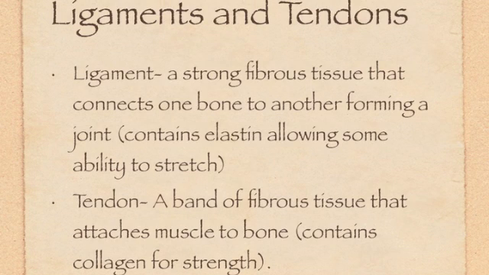And ligaments are a connective tissue that originates from the periosteum, the connective tissue that covers bone, and it just connects two bones together. And then the tendon, as we talked about before, attaches muscle to bone. They're similar in that they're both dense fibrous connective tissue. But the tendon contains a little more collagen for added strength, and the ligaments have elastin, which allows more stretch in the joint.